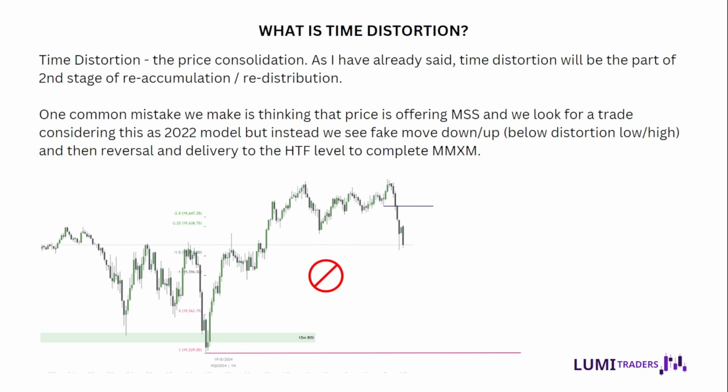One common mistake we make is thinking that price is offering a market structure shift, and we look for a trade considering this as, let's say, a 2022 model, but instead we see a fake move down or up, a break below the distortion low or high, and then it reverses and delivers to a higher from level to complete the market maker model. Okay, here's an example from yesterday. It was also called in my live stream, and I even asked my members if they see this as a 2022 model or a potential time distortion.